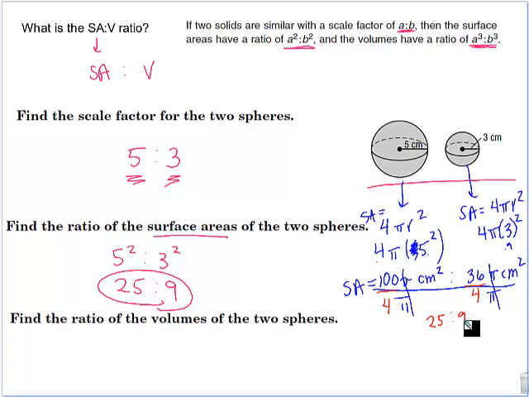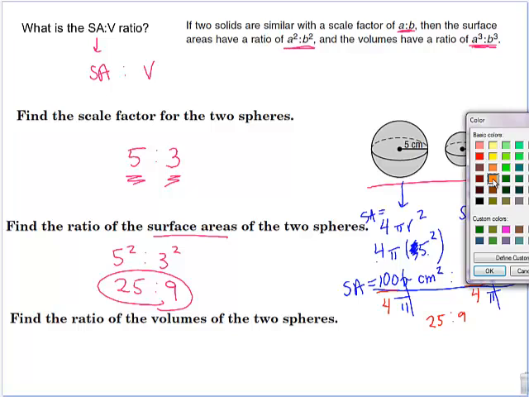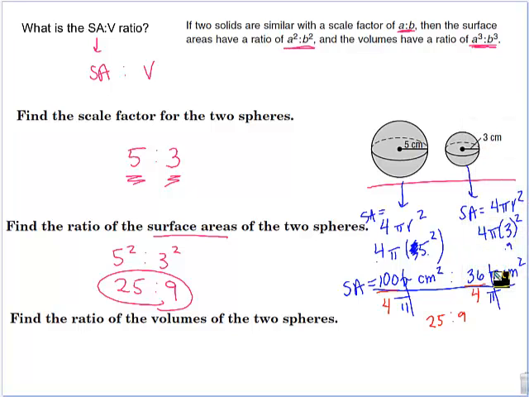So it does work, and it will work every time, this surface area to volume ratio. So now, if we have a scale factor of 5 to 3 from our two spheres, let's find the ratio of the volumes. Well, the volumes should then be 5 cubed to 3 cubed. Well, 5 cubed is 125, and 3 cubed is 27. So that would be our ratio.